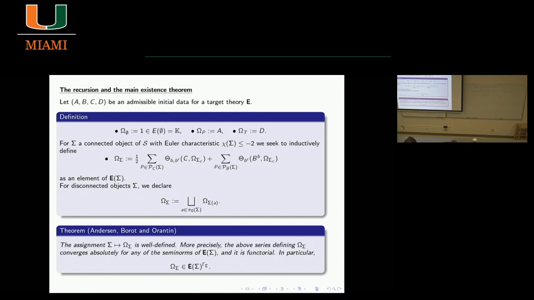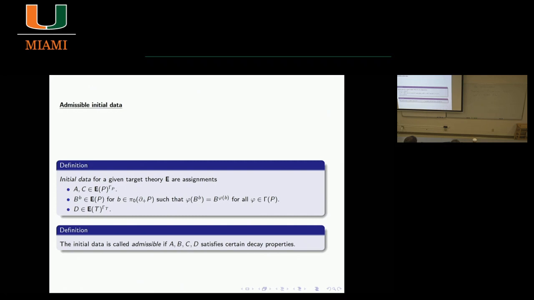Oh, sorry, the decay properties apply to what? Yeah, so there are some decay properties that A, B, C, D have to satisfy. The decay with respect to what? Yeah, some norms. I will show you what those decay properties are actually right now. But I just want to state that under certain decay properties of these guys, it's actually B and C that have to satisfy them. A and D have no constraints whatsoever.